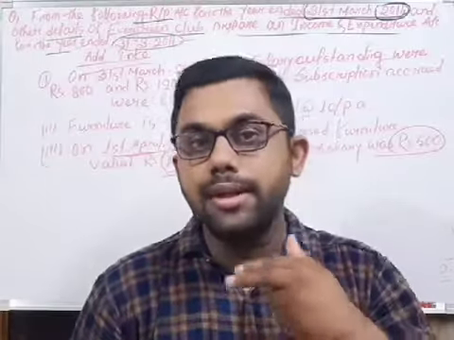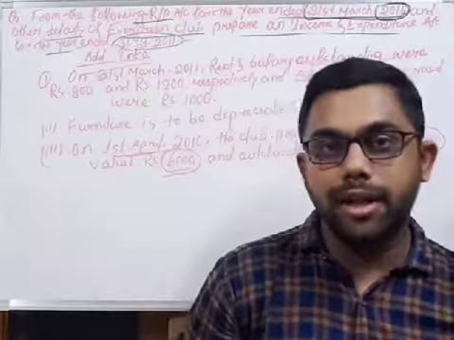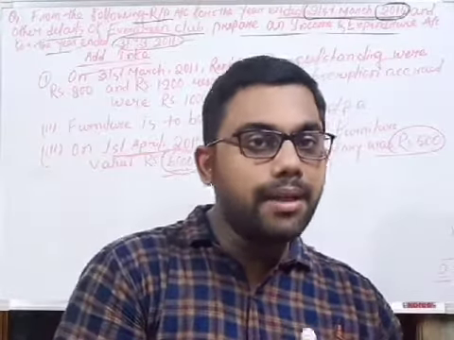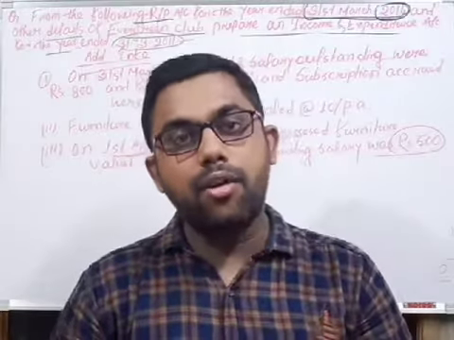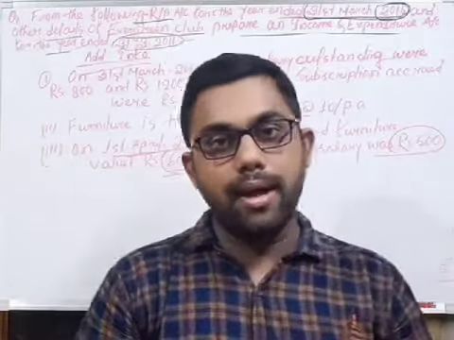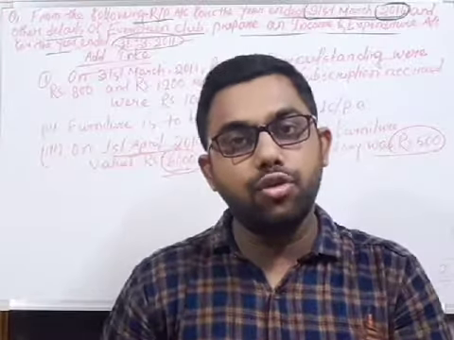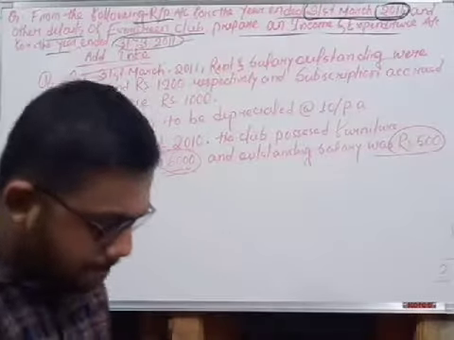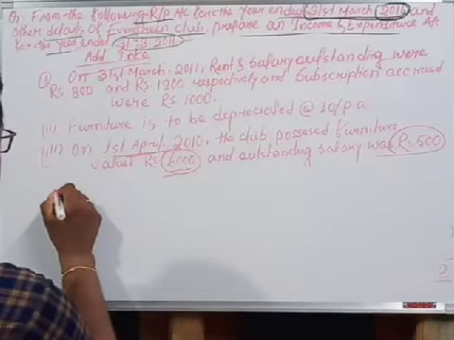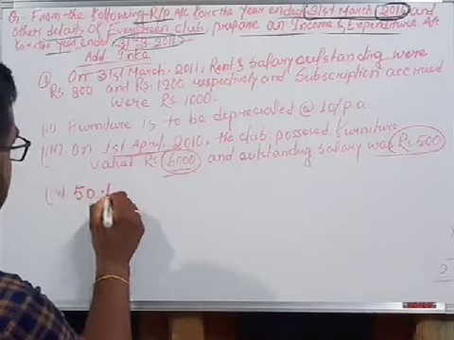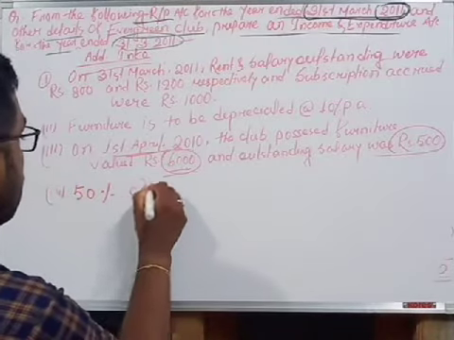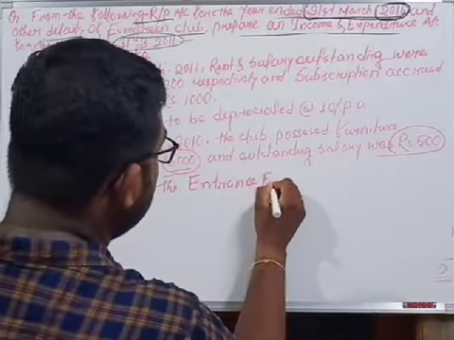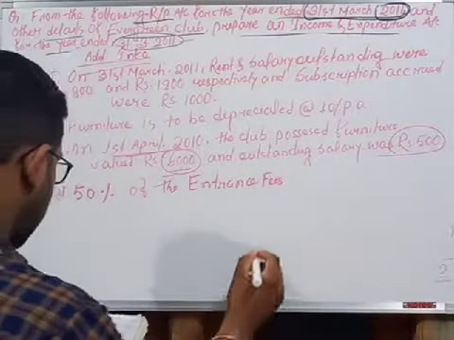So when we solve any question regarding salary and subscription, if any item is found outstanding at the beginning of the year, it will be deducted from the full value, and if we find outstanding at the end of the year, then it will be added to the total amount. Okay, clear? Next, 50% of the entrance fees is to be capitalized.